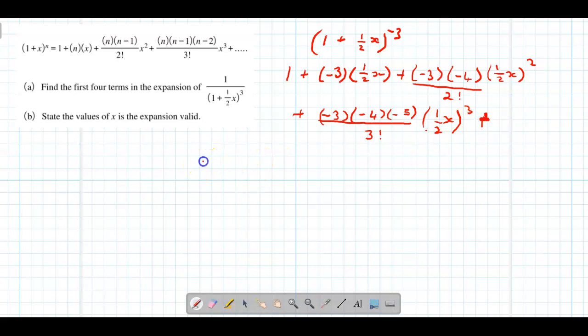So now I come to write all of those out. First term is 1, the next term is -3 over 2x. Those two are quite straightforward to do. This one becomes -12, with 2 minuses, divided by 2 is 6. Half squared is a quarter, so this becomes plus 3 over 2 x squared.